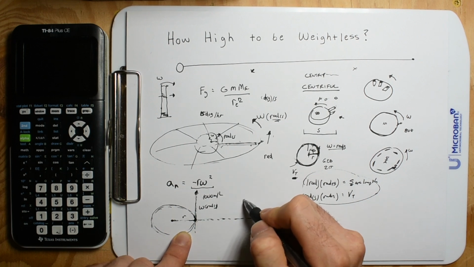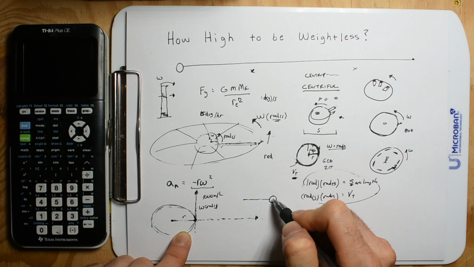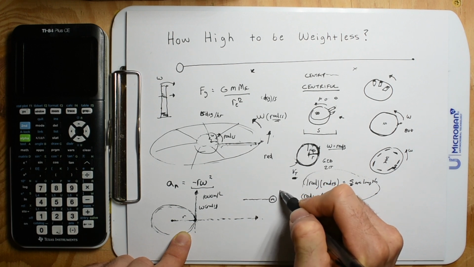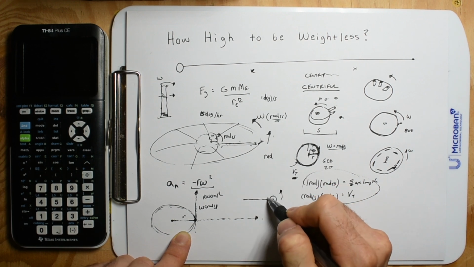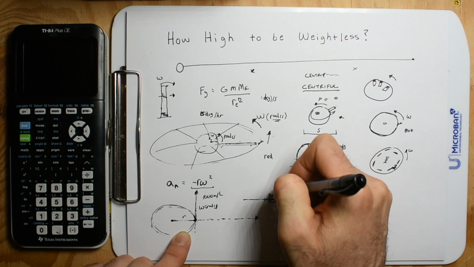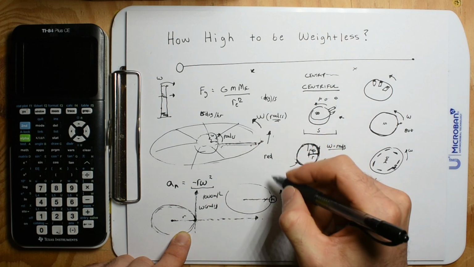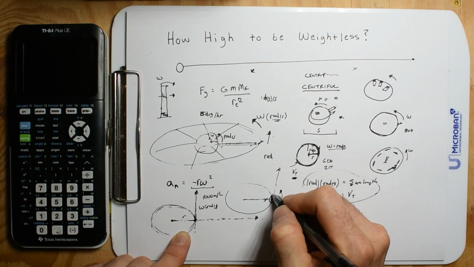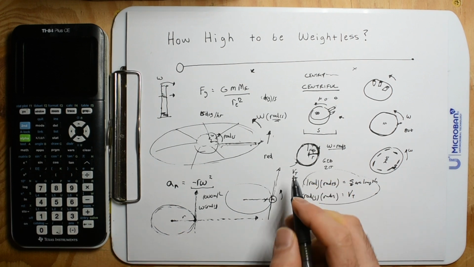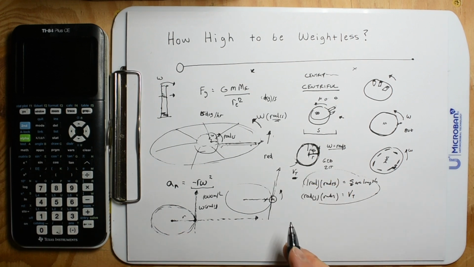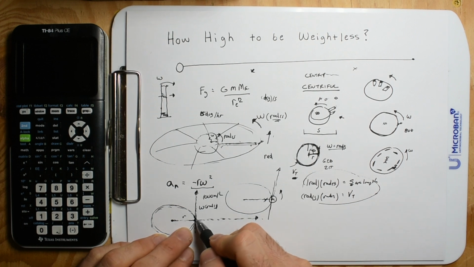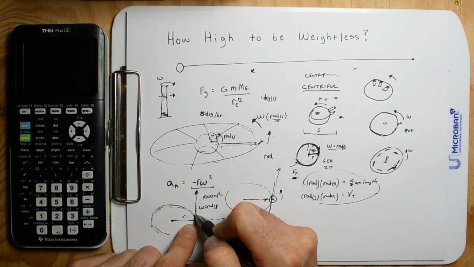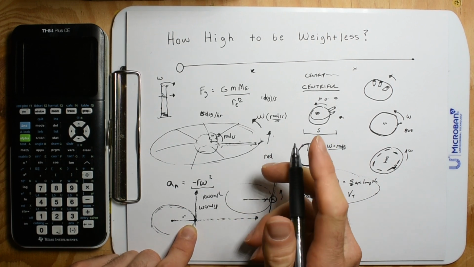Like if you have a string and then some sort of mass on the end of it and you're whipping it around, and then all of a sudden the string breaks, and you know, it's going around in a circle. Well, the second that string breaks, this thing's just going perpendicular or a tangent to the circle that it was on. So at any given instant, that is the direction the velocity wants to go.